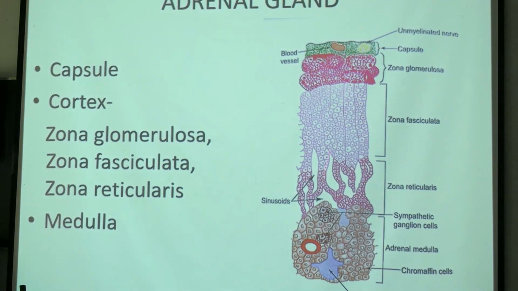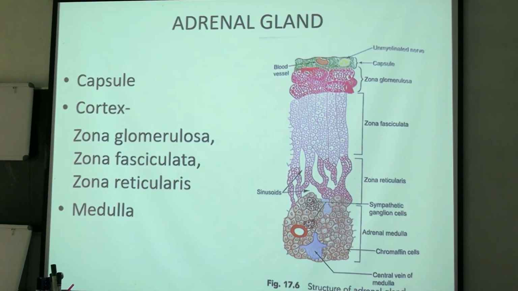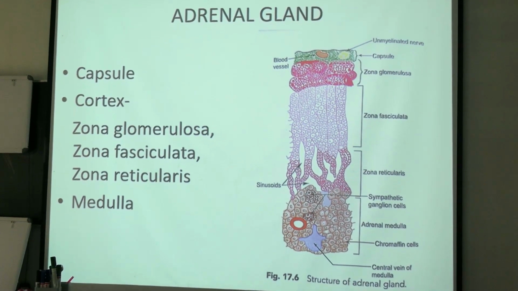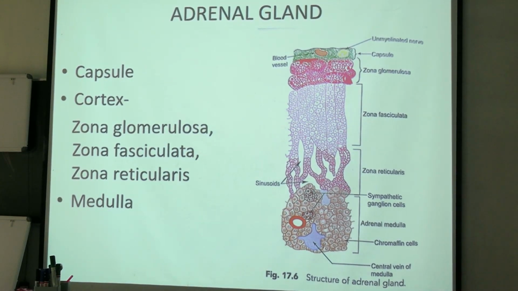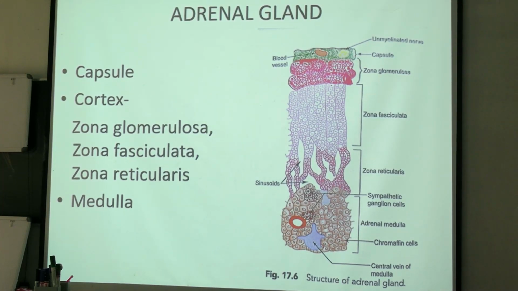So this is a schematic diagram. See here, this is the cortex. The outermost covering is the capsule. It is covered by the renal fossa. The renal fossa forms the outer part of the capsule, and some connective tissues are also present. Within the loose connective tissue, you can see sections of blood vessels and nerves, unmyelinated nerves.